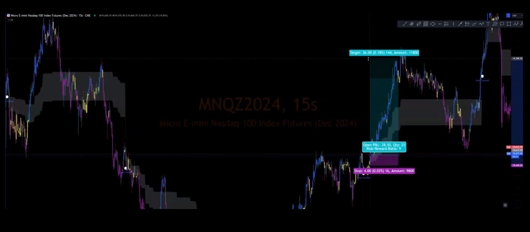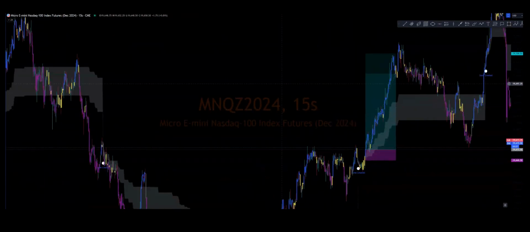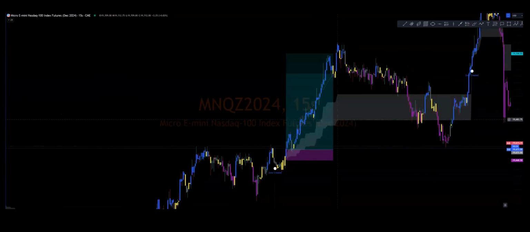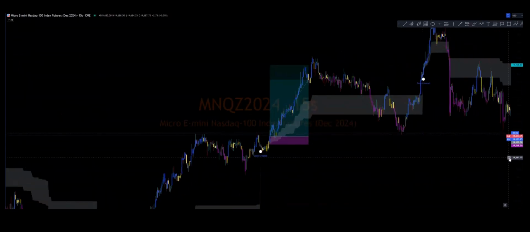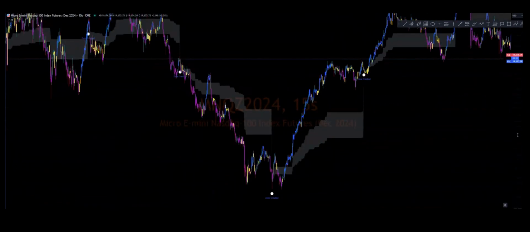So you can come over here. That's what I did to get the rest of this move: I got in like this, targeted the high, and trailed my stop up to here. I did live stream this trade earlier, so you can go look at this trade actually happening live.